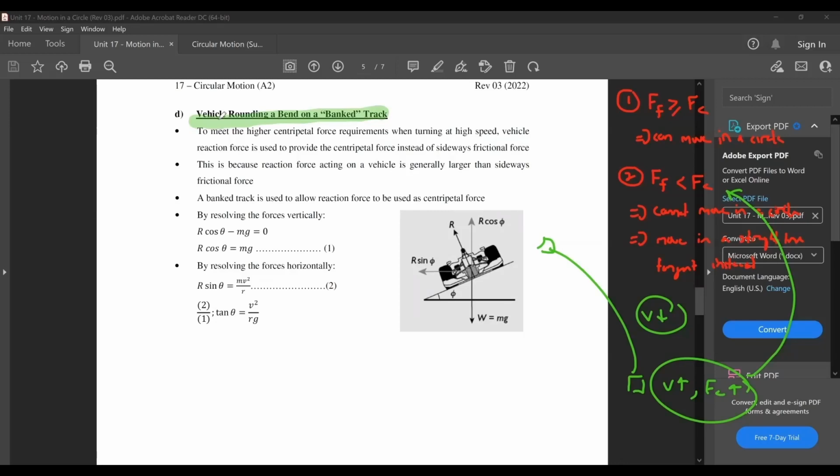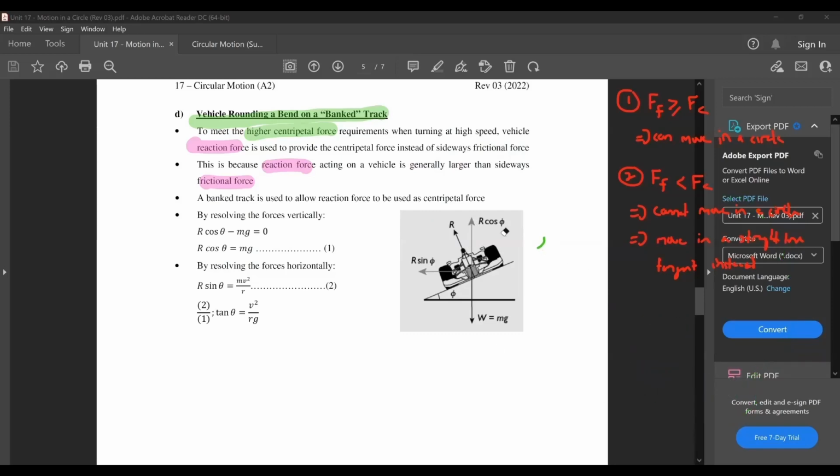They will do it on a bank track, because when they are trying to turn on a bank track at high speed, we know there's a higher centripetal force requirement there. So since you have a higher centripetal force requirement, rather than using the sideways frictional force, we instead use the normal reaction force acting on the vehicle. The normal reaction force acting on the vehicle is generally larger than the sideways frictional force. So in turn, it could still meet a higher centripetal force requirement. Okay, that's the reason why we want to use the bank track, because we want to use the reaction force rather than the sideways frictional force.